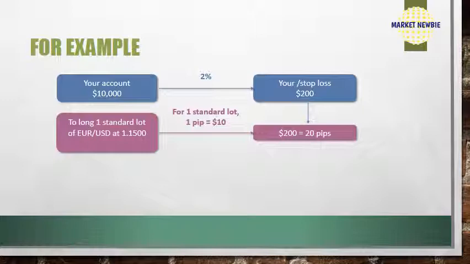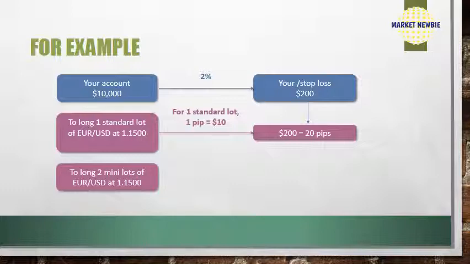If you feel the room of 20 pips is too small, then you may trade on a smaller lot size. In this example, you may trade 2 mini lots of euro to US dollar at a price of 1.1500. Then the stop loss you set would be 1.1400. This is because for 2 mini lots, 1 pip equals $2, and therefore $200 equals 100 pips.